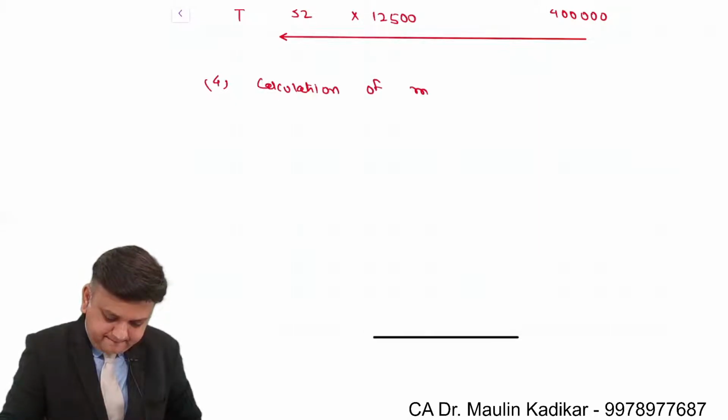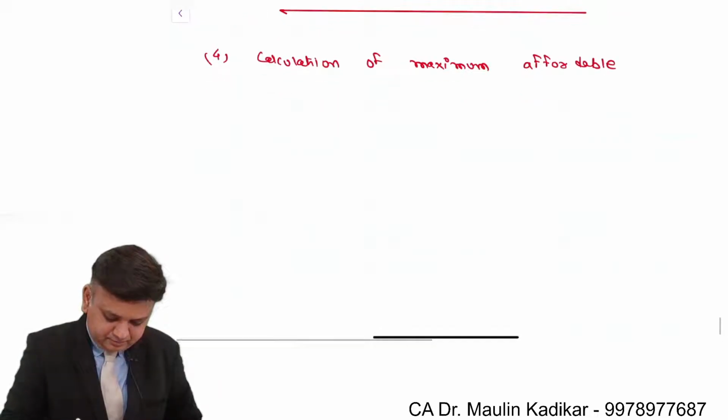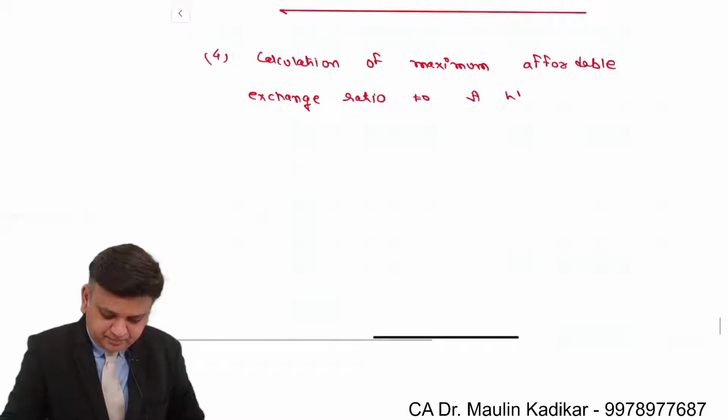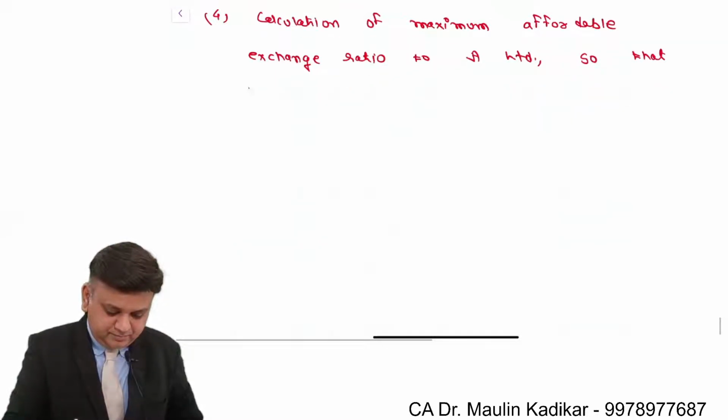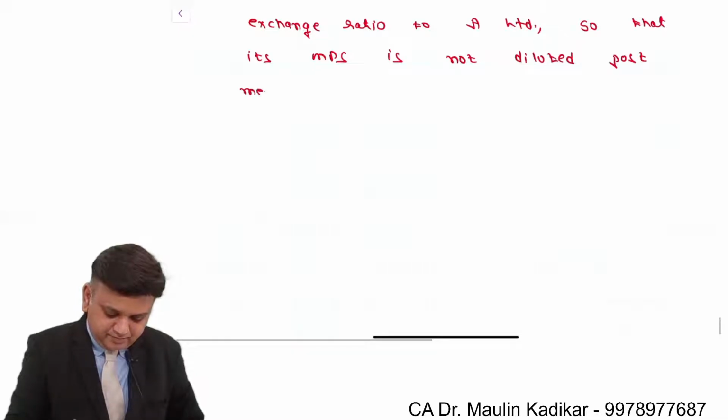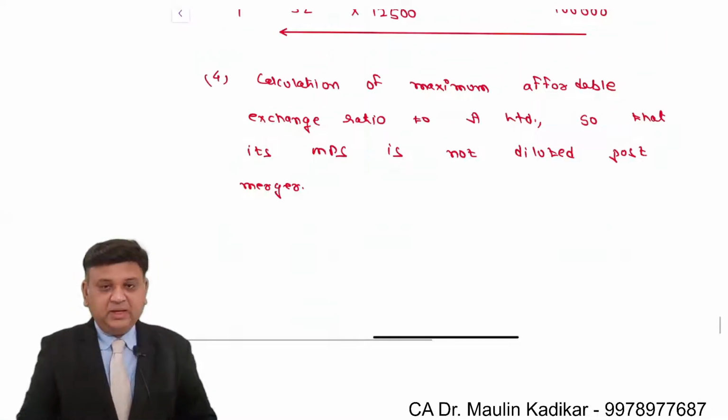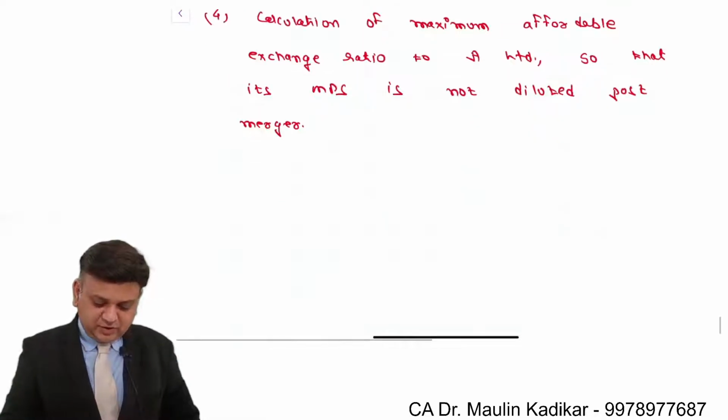Calculation of maximum affordable exchange ratio to A Limited so that its MPS is not diluted post merger. Let us understand how to calculate the answer. I request all of you to write down the answer.